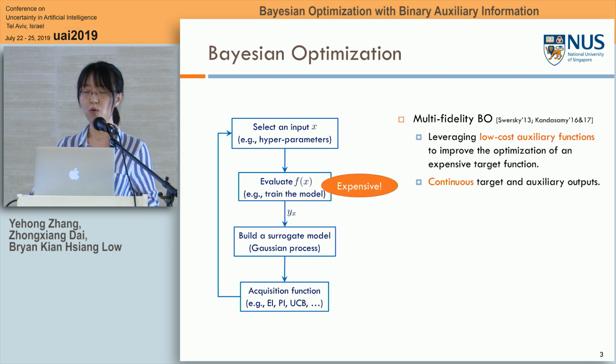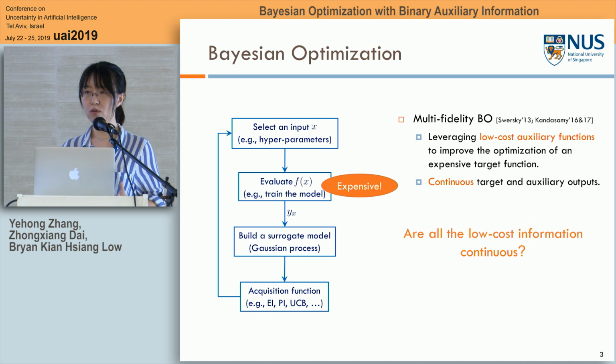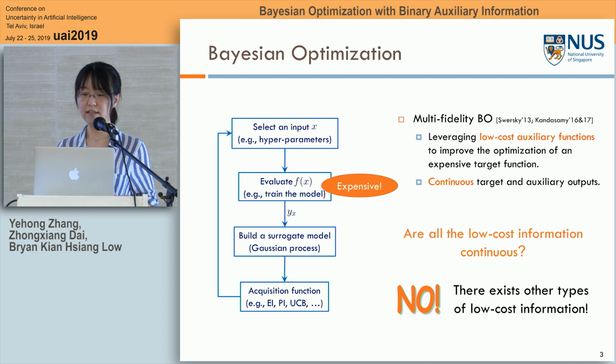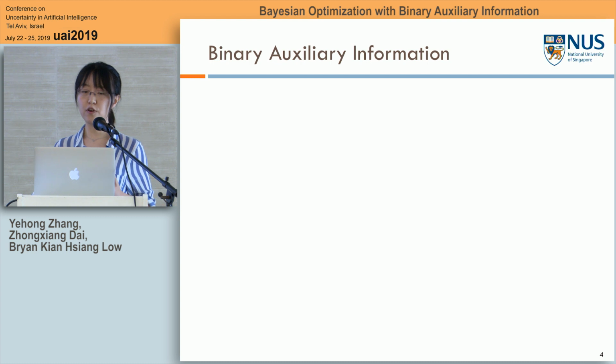So here, our question is, is all the low-cost information continuous? Then the answer is no. There actually exist other types of low-cost information. In our work, we will focus on the binary ones, which can be observed in different real-world applications.